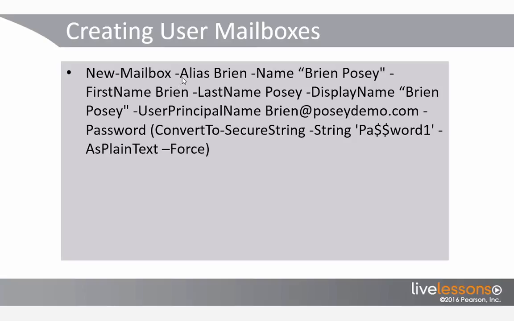It's New-Mailbox and then -Alias, and I'm just using Brian as an alias, and then -Name, and in quotation marks, I'm putting Brian Posey, my name, -FirstName Brian, -LastName Posey, -DisplayName, in quotation marks, Brian Posey, -UserPrincipalName, that's the email address, brian@poseydemo.com, -Password, and then in parentheses, ConvertTo-SecureString, -String, and we're setting the password to capital P, A, $, word1, and then -AsPlainText and -Force, close parentheses.